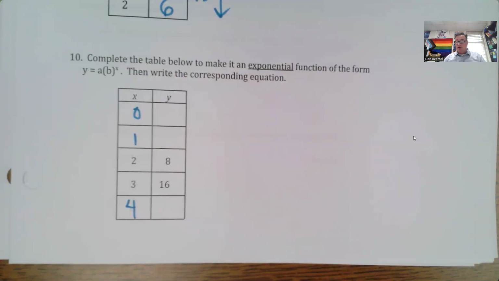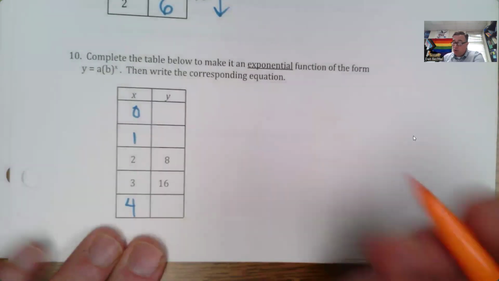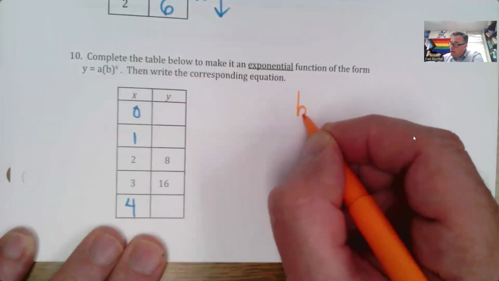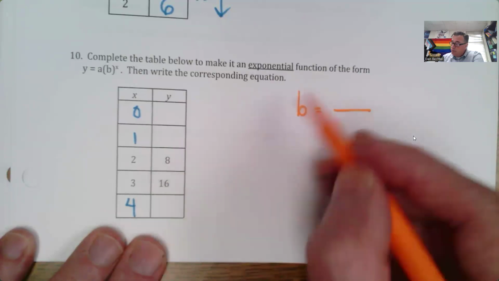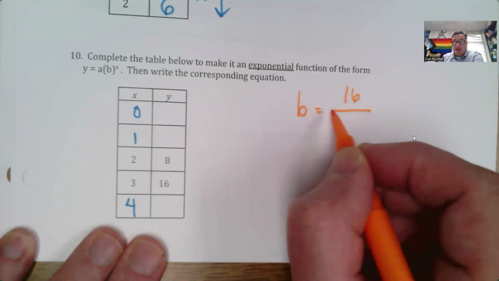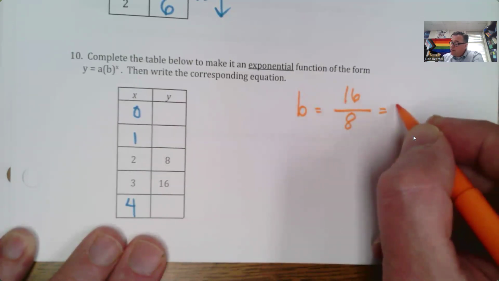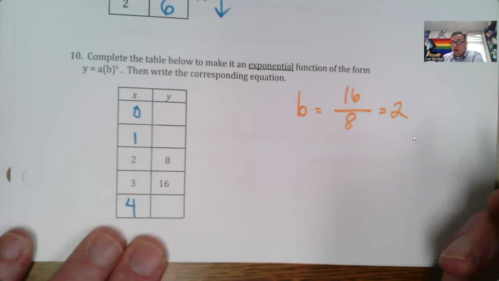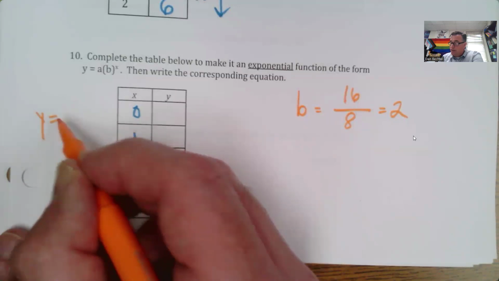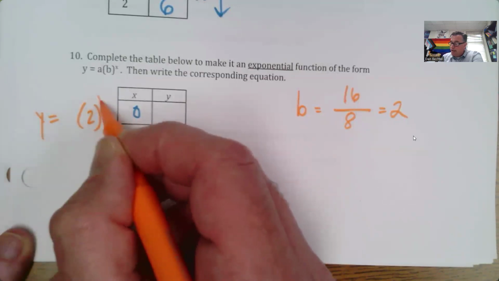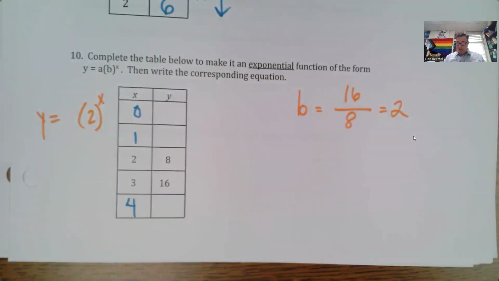Now, our fortunate thing here is that we have 2 numbers right next to each other that we can use to find the multiplier. Anytime we want to find our multiplier b, you take 2 terms next to each other like this. You take the second term, in this case 16, on the top, and you divide it by the first term, which is an 8 there. Now, 16 divided by 8 is going to give us the number 2 as a multiplier. So right now, I know that y is going to equal something times 2 to the x power. I just have to work my way backwards to figure out what that first number is going to be.